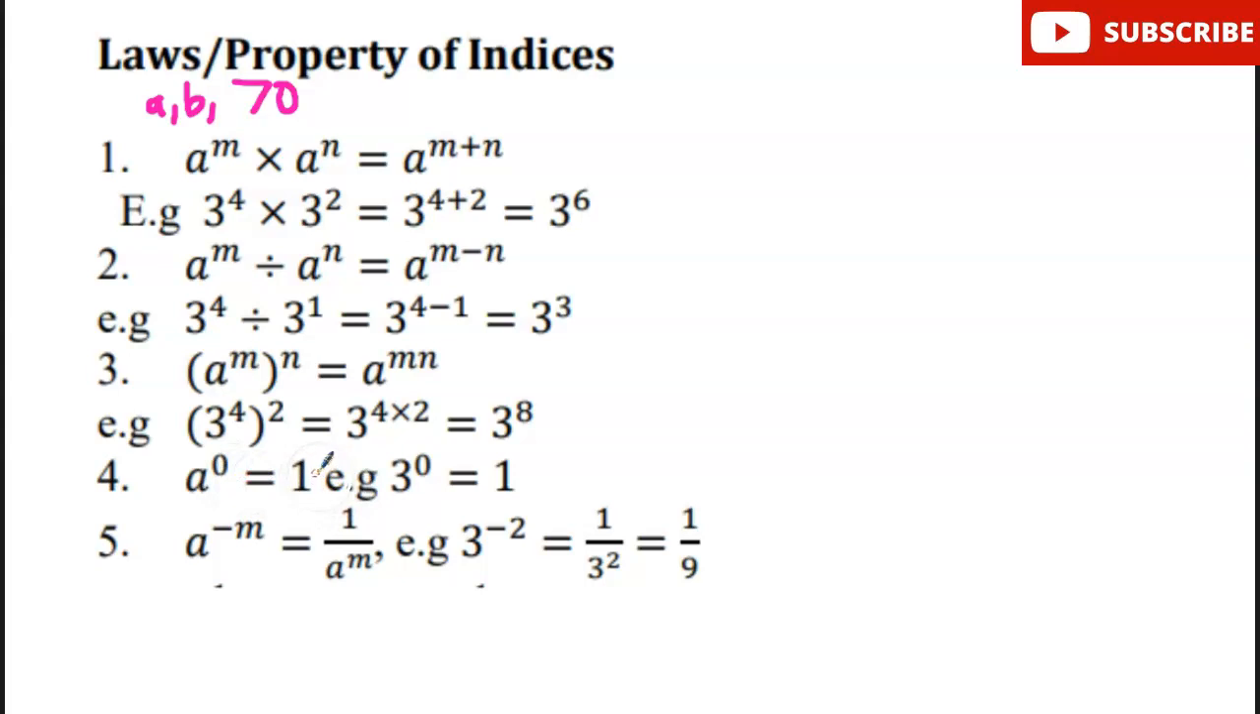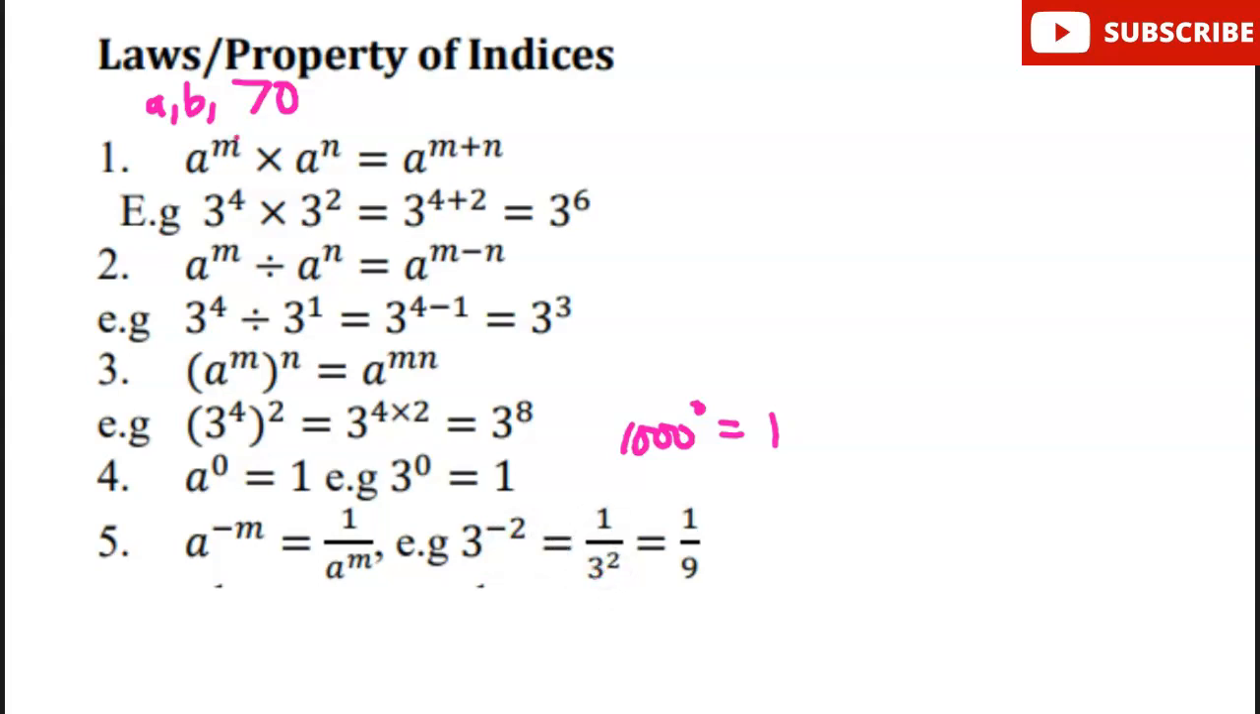That is, any number raised to the power 0 is 1. You can even have 1000 to the power 0. This is the same as 1. Another property is here. A to the power minus m will be equal to 1 over a to the power m. So take note of this property. Example, 3 to the power minus 2 is the same as 1 over 3 to the power 2.